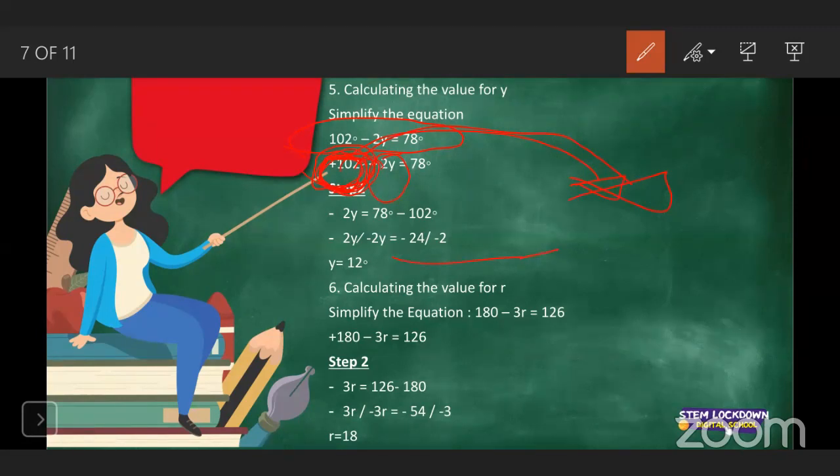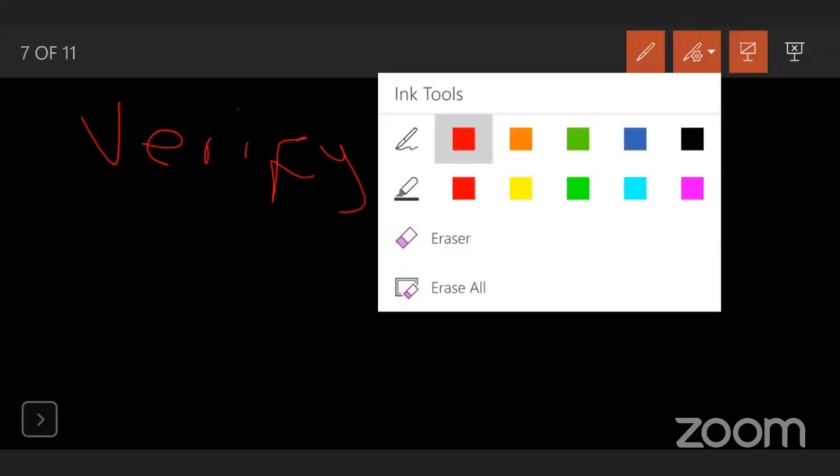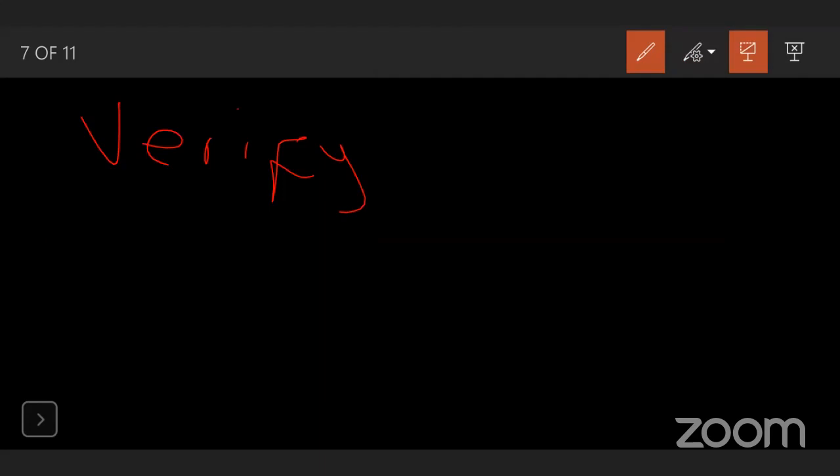Ne? 12 is not the value for 2y. Here's our 12. 12 is the value for y, it's not the value for our 2y. But to verify our answers, if we are correct or not, let's verify. Why can't we choose another color? We can choose this one.